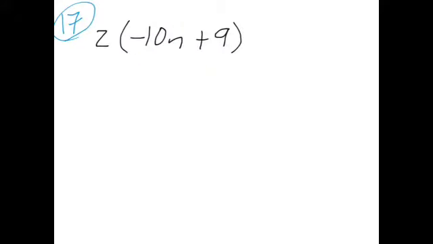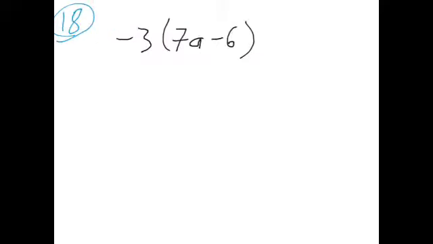On 17, you just have to multiply that through. That 2 times everything inside to get negative 20n. And then 2 times 9 is 18. And that one's good to go.